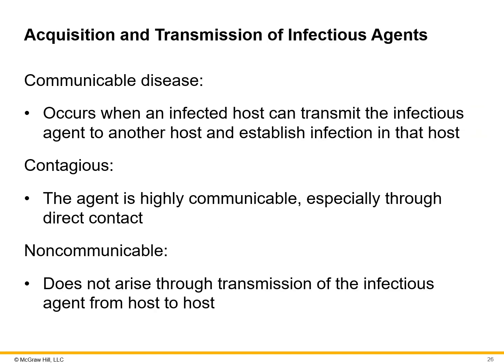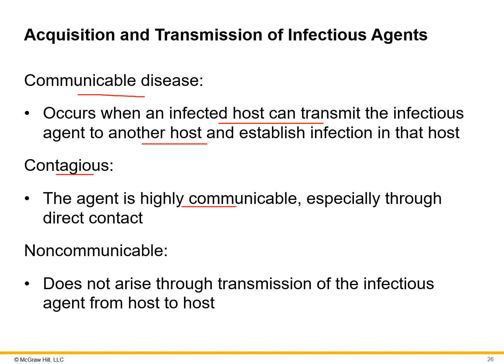So then, acquisition and transmitting. Again, some more terms. Communicable disease. We mentioned this way back in chapter 1, but this is when the infected host can transmit the disease from one to another to establish that. Contagious is another term we use for that. So they can pass it from one person to the other. Again, the term contagious just means it's highly communicable.